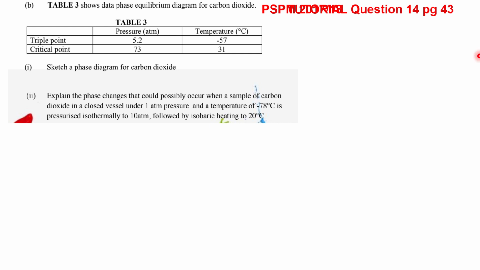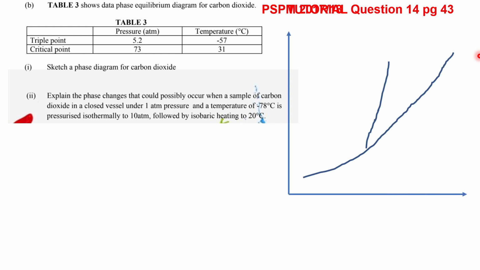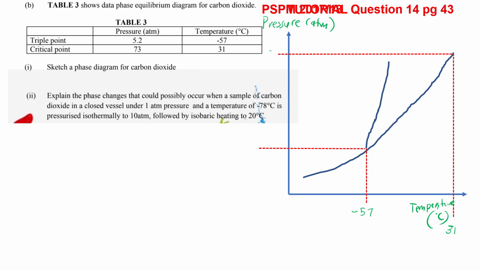Question 14, page 43. Yang ni pun sama untuk carbon dioxide. Sketch a phase diagram. So sama. Okay, and label triple and critical point. Critical 73. So this one 5.2. Okay, dah. Then soalan yang seterusnya, change of phase.